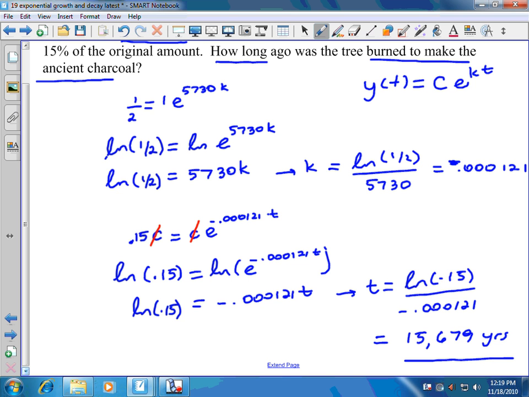Now, if I had taken a few more decimals in my approximation, such as 0.000121 to, let's say, 0.0001209 68, the answer is slightly different. Then the answer comes out to be 15,682.8, so roughly 15,683. So there's a few years difference there, as you can see, depending on your rounding.